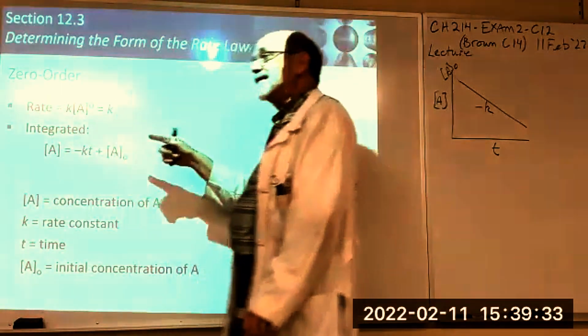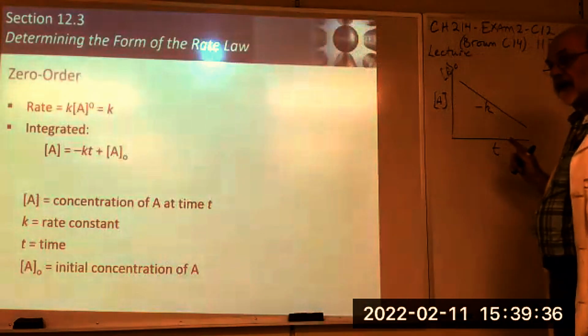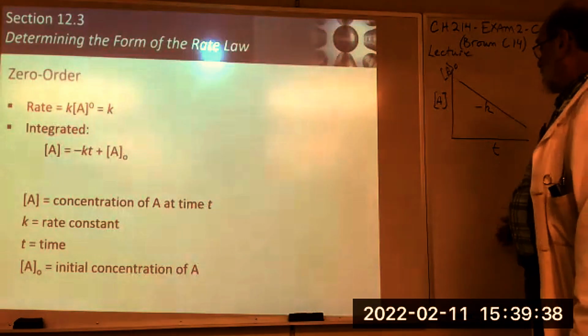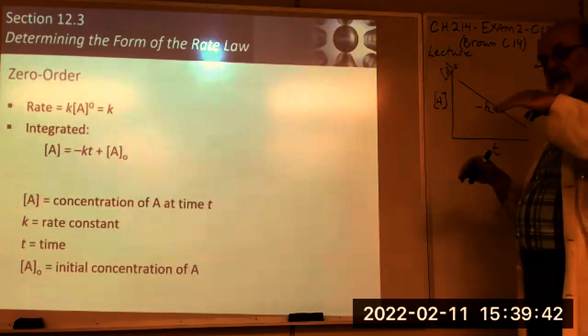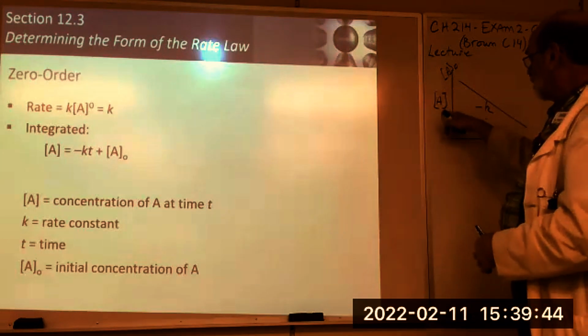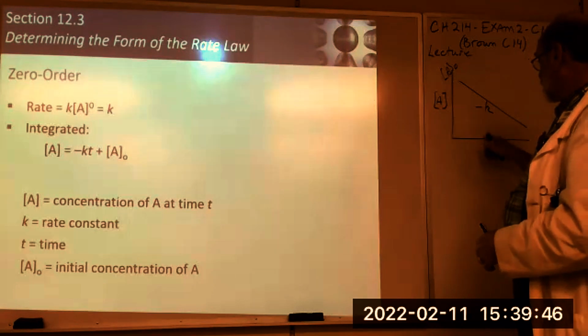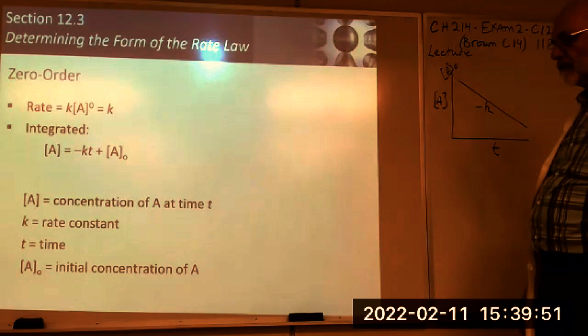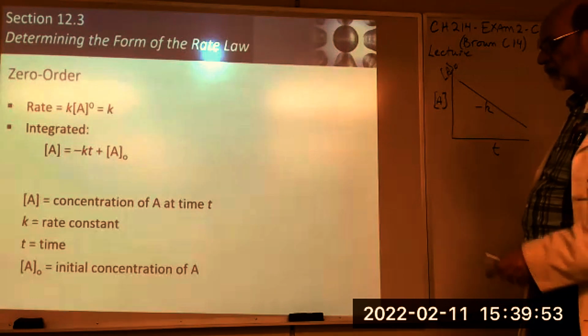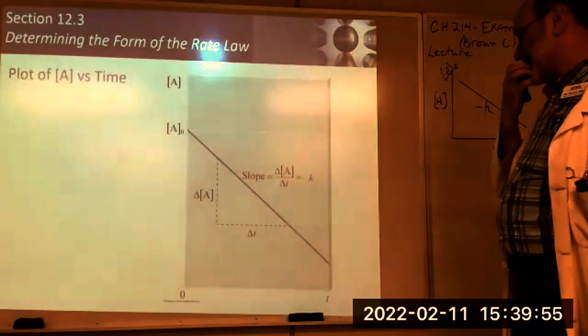determine, is it a 0 order? And the way you do that is you get your list of numbers, your data, concentration versus time, and plot them. Right? Concentration versus time should be a straight line. If it is, you know you have a 0 order.